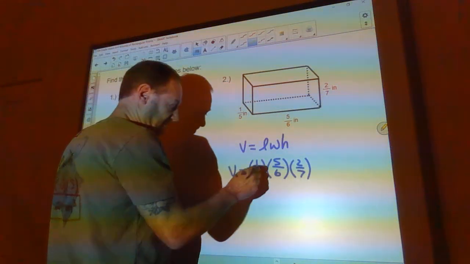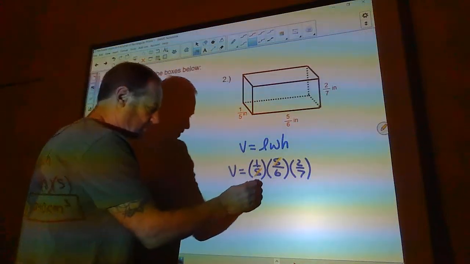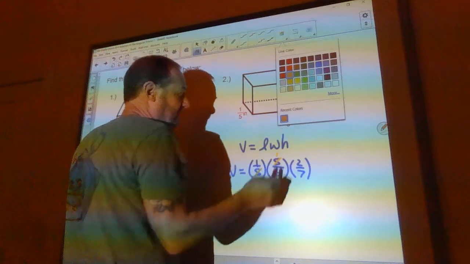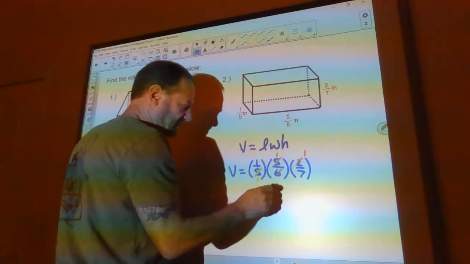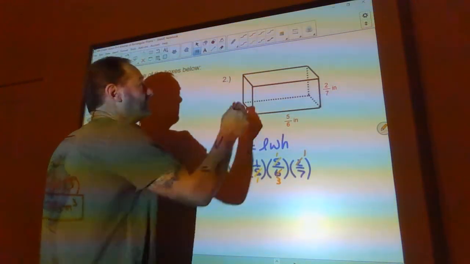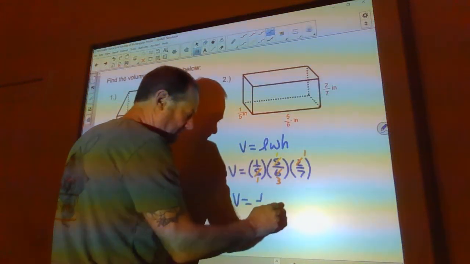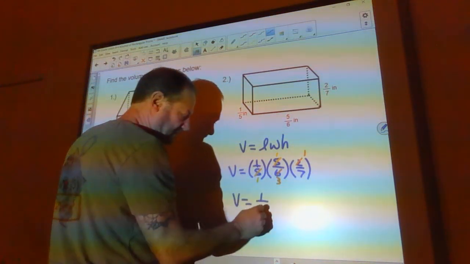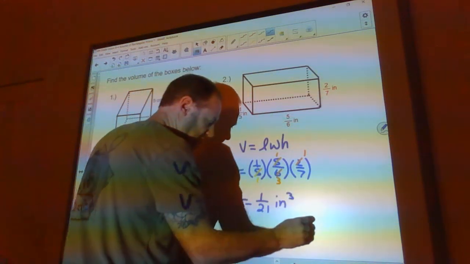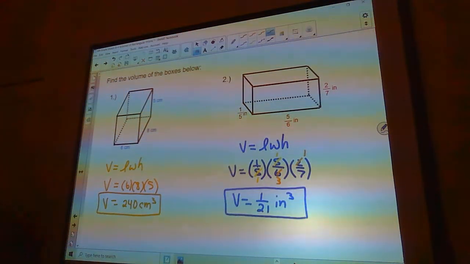Actually, I have a 5 on the bottom and a 5 on top, so I'm going to cancel that because that'll make it easier. Those are just now 1 and 1. And I've also got a 2 on the top, which I can make a 1, and a 6 on the bottom. That'll make that 3. Because 2 will go in there 3 times and 2 will go in there once. And now this becomes very simple to do in my head. 1 times 1 times 1 is 1. And 1 times 3 times 7 is 21. And this is in cubic inches. So that's a very tiny box right there.